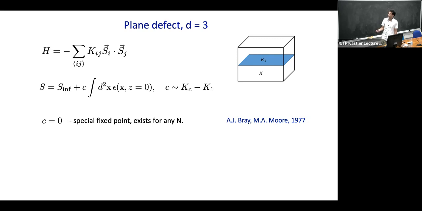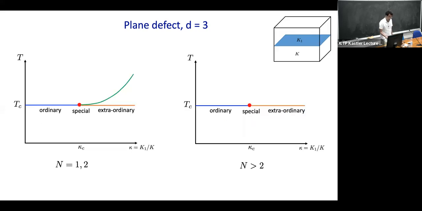And perturbing away from K1 equal to K just corresponds to inducing the phi squared operator, or the thermal operator, on this plane. And this is a relevant perturbation. So it's going to drive you away from this K1 equal to K fixed point, but it's the only relevant perturbation at that point. So the special fixed point in this case is K1 equal to K. If you have the special fixed point, it's natural to assume that different signs of perturbation away from it will lead to different phases, which I think was not appreciated in the literature.